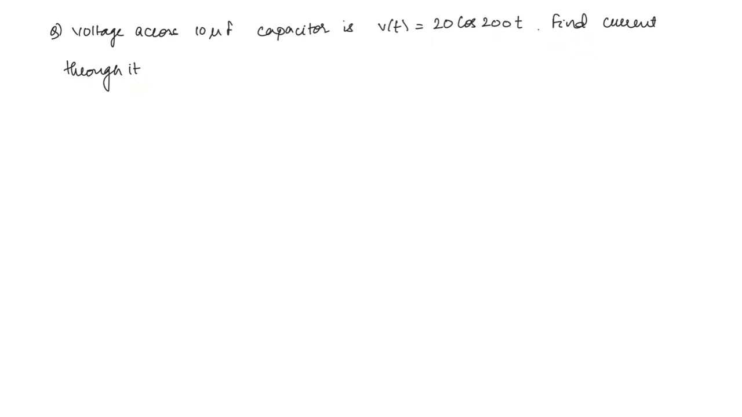Find the current through it. So this is a direct question, right? What is the current through the capacitor? This is given by C dV by dt. C is given as 10 microfarad, so 10 into 10 to the power minus 6. dV by dt of V of t is given as 20 cos 200 t.